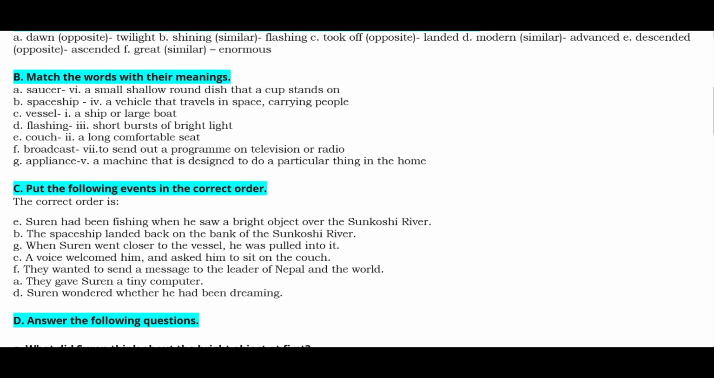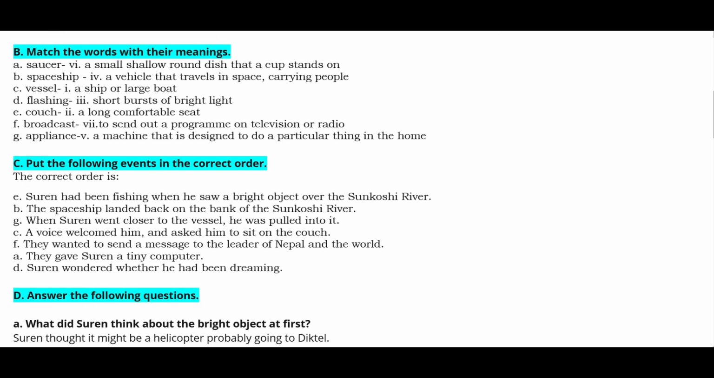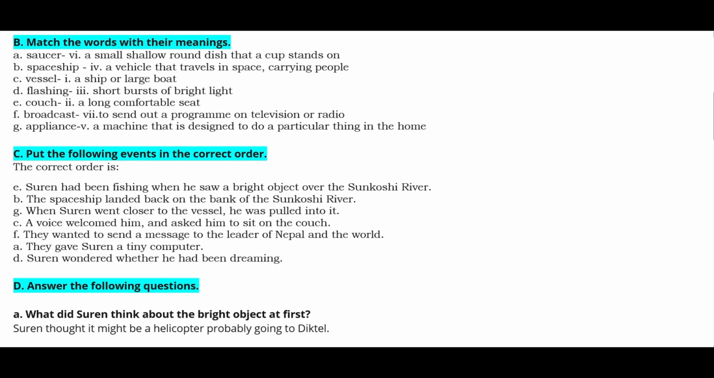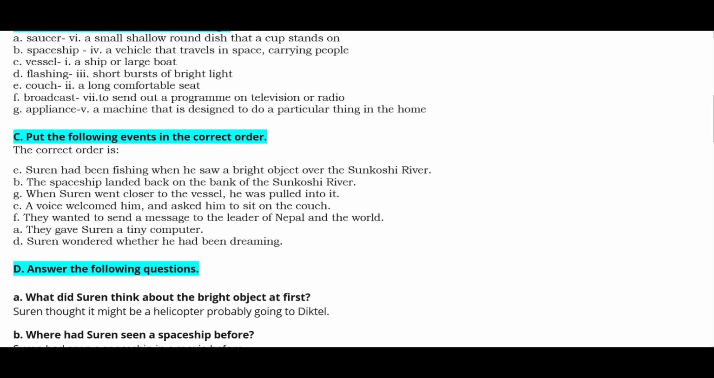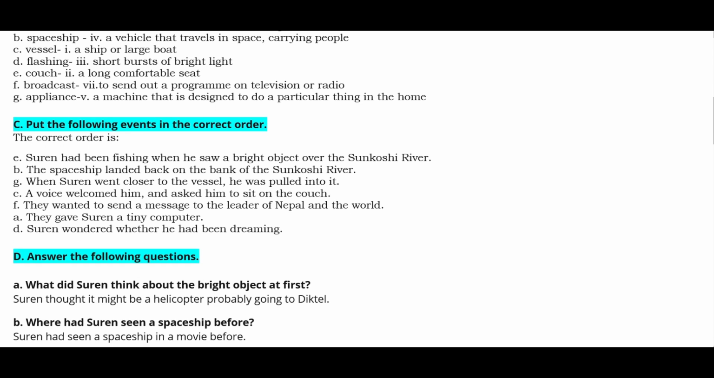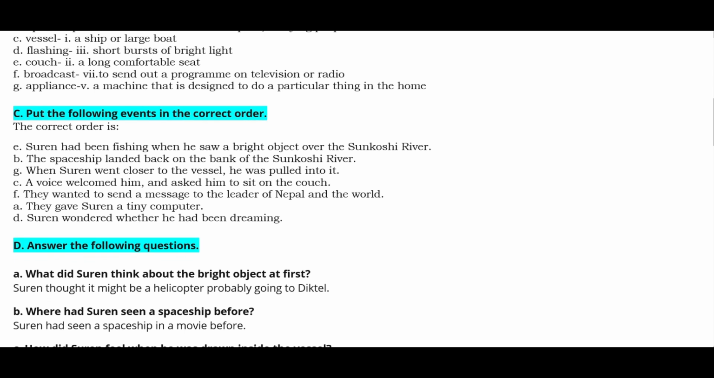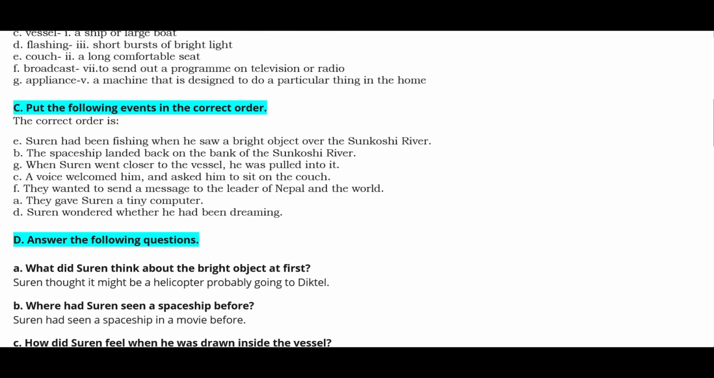D. Answer the following questions. A. What did Suren think about the bright object at first? Suren thought it might be a helicopter probably going to Diktel. B. Where had Suren seen a spaceship before? Suren had seen a spaceship in a movie before.